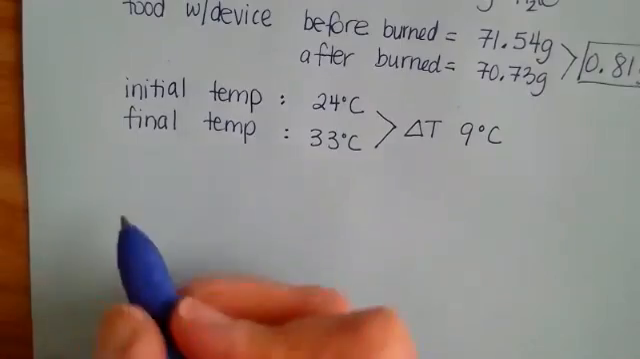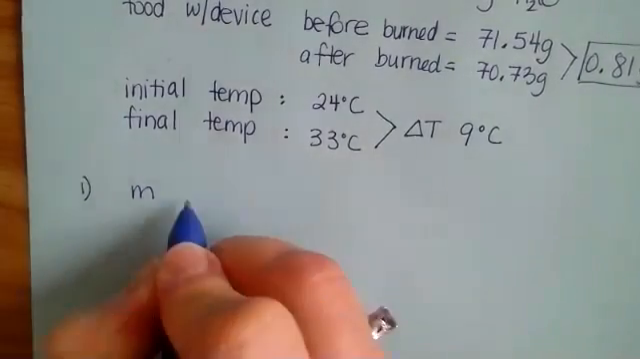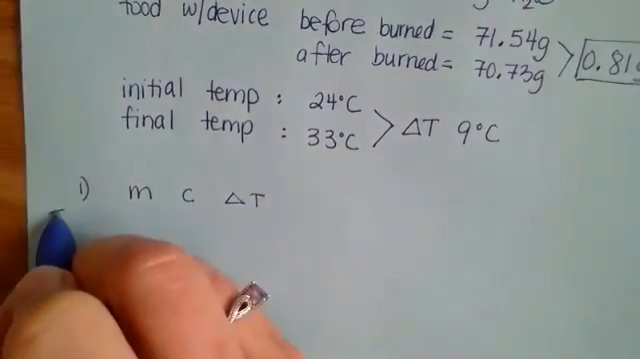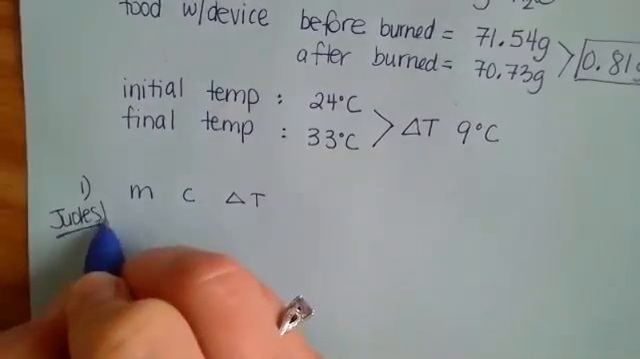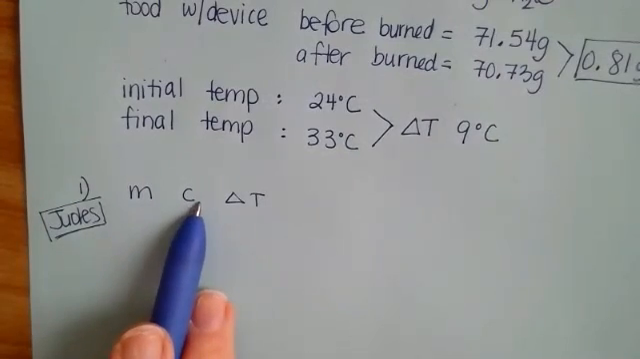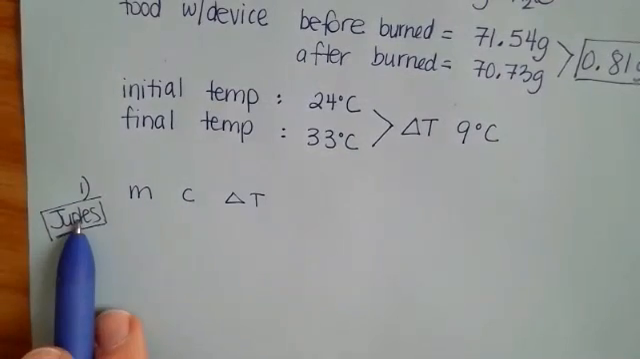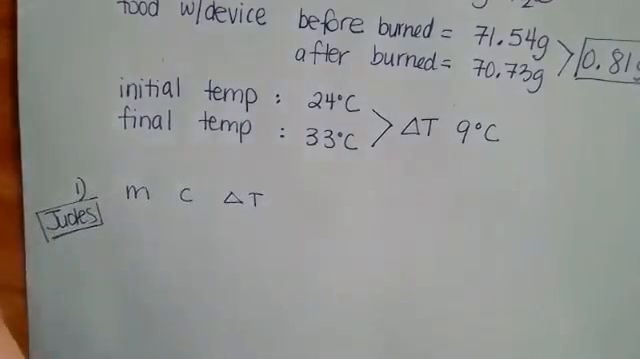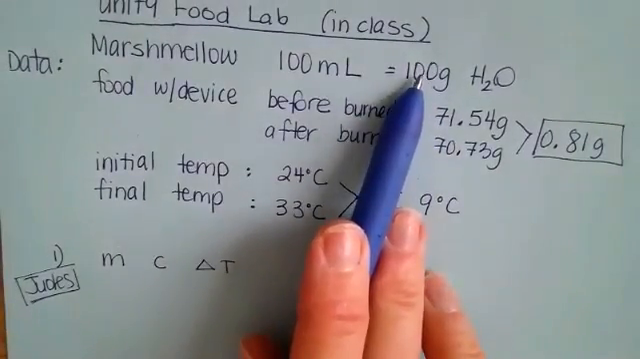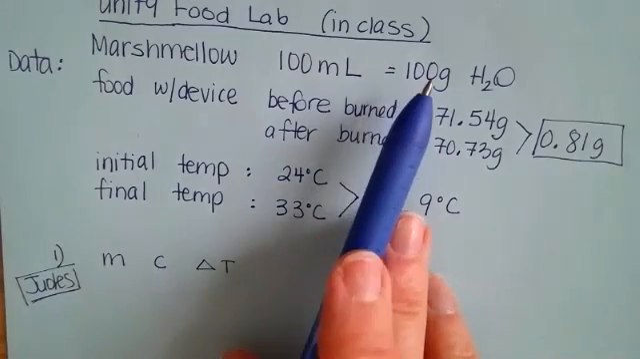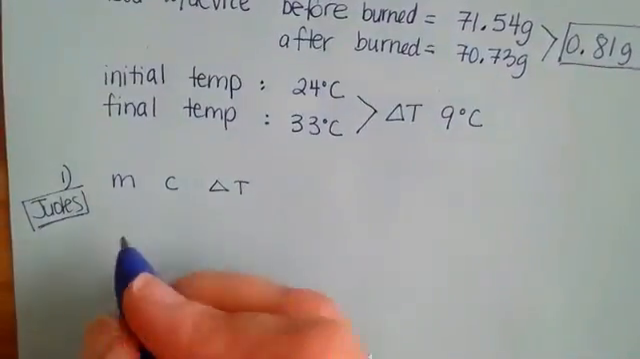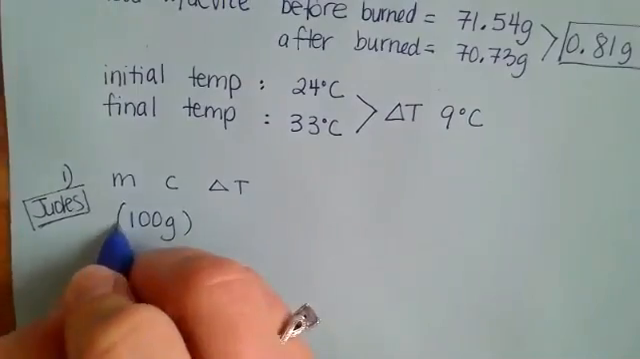So for this lab, I need to use the mc delta T equation. But the first problem actually asks you to solve it in joules. So this is a key component: what do I need to change then? I need to make sure my specific heat value is in joules so I get the correct answer. My mass is going to be the mass of the water only, because this is a combustion type of experiment. We're burning the food, and it's the measurement of what's in the can. We don't have the chemical dissolved within. So we're using 100 grams of water.